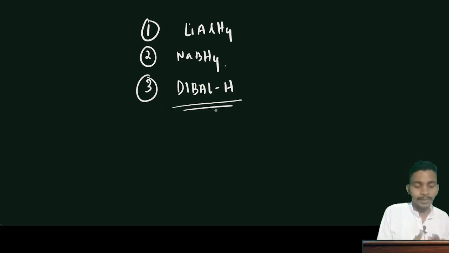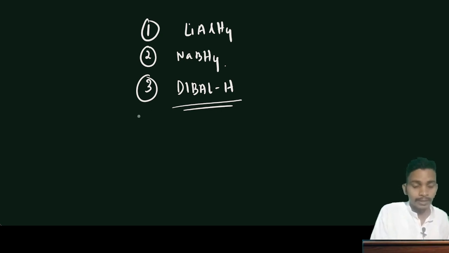So this DIBAL-H, compared to lithium aluminum hydride, is called a less reactive reagent. It means that whenever a reagent is less reactive, on the other side it becomes more selective. So DIBAL-H, compared to lithium aluminum hydride, is less reactive, which means it is more selective. You should always remember that if a reagent is less reactive, at the same time it becomes more selective.